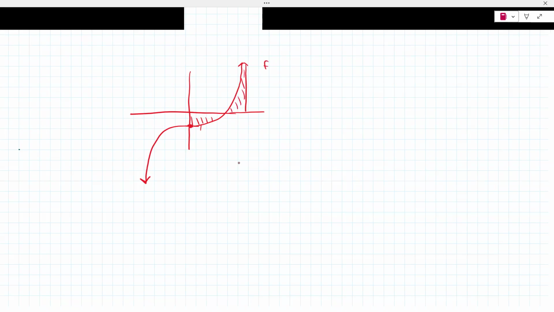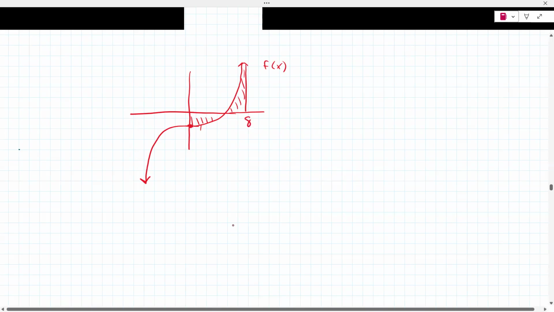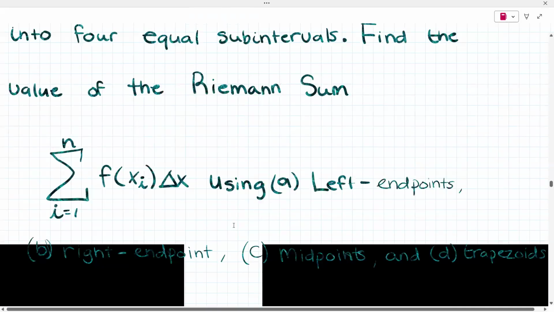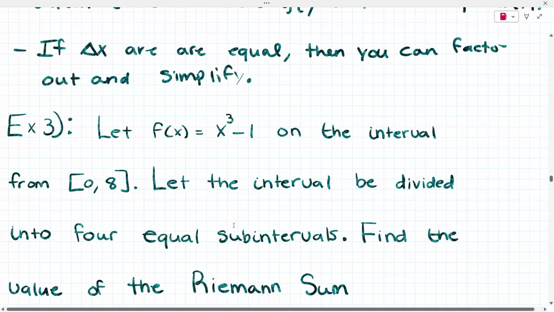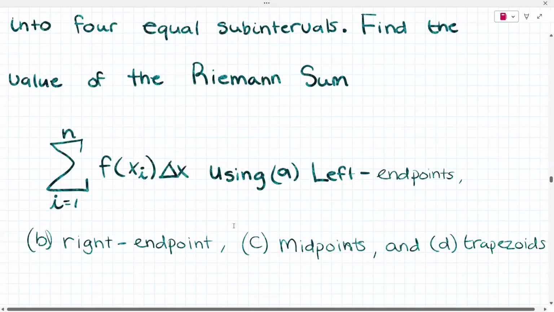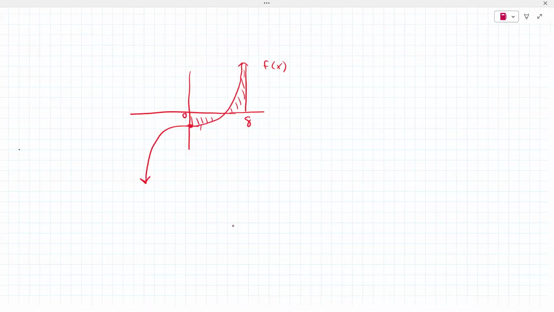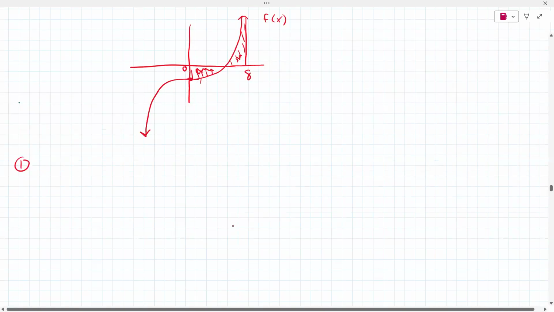Okay, here's f of x, and we stop at 8. And then where do we start? We start at 0. Sorry, yeah, so from 0 to 8. So yeah, that makes sense. We need to find this area and this area. So let's first find our delta x.